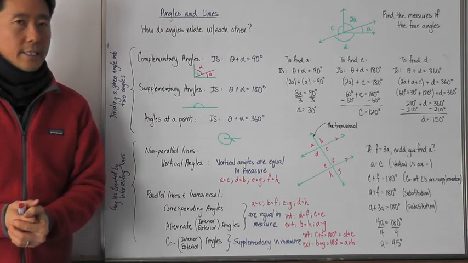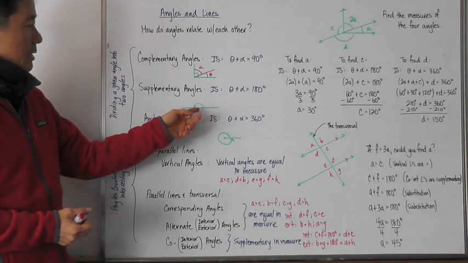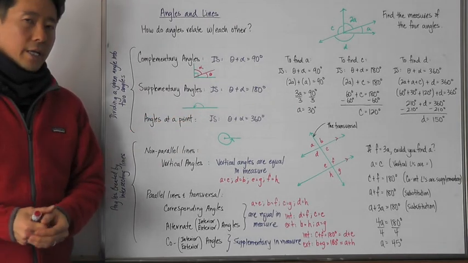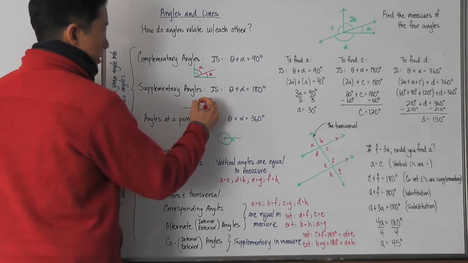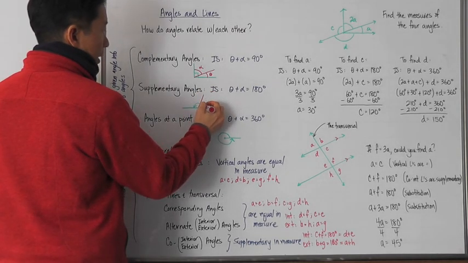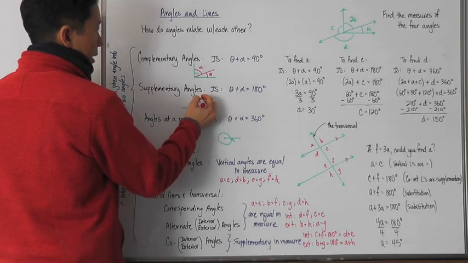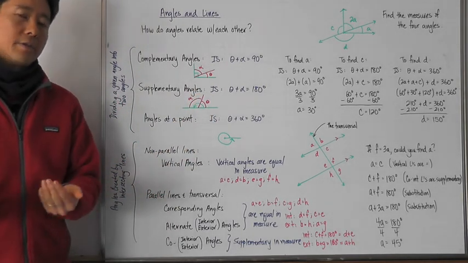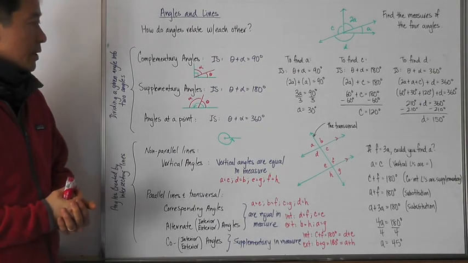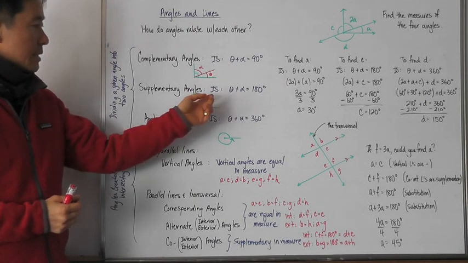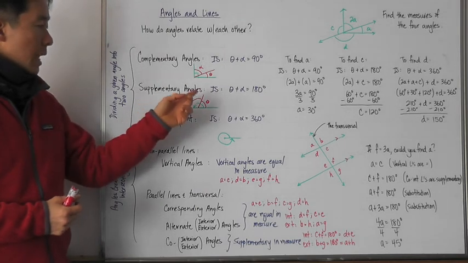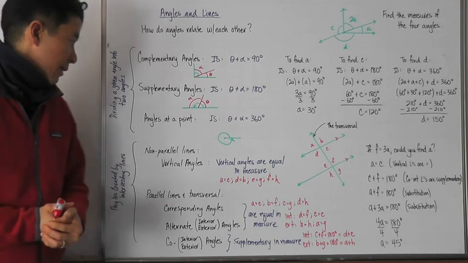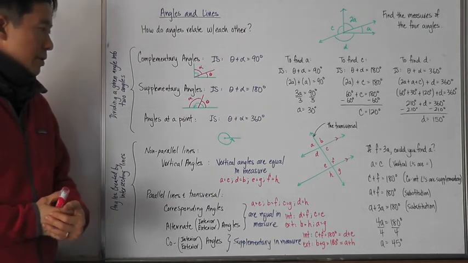Supplementary angles act in the exact same way. If we take a look at a straight angle, and I divide that straight angle into two different angles, so again here is theta and here is alpha, then if I add those two angles together, I'm going to come up with 180 degrees. That's the initial statement for supplementary angles, and we say that theta and alpha are supplementary.